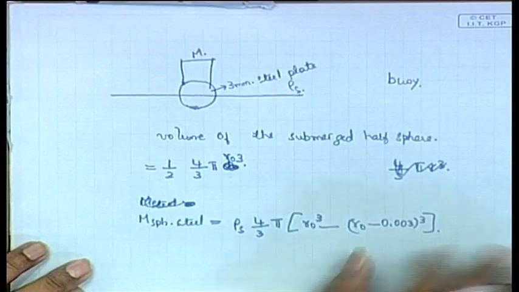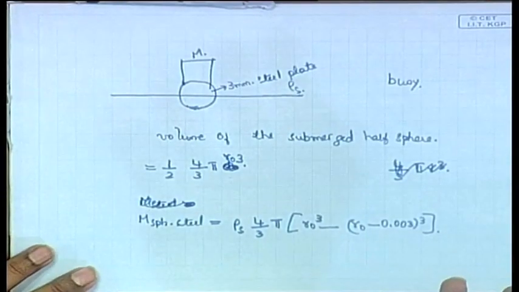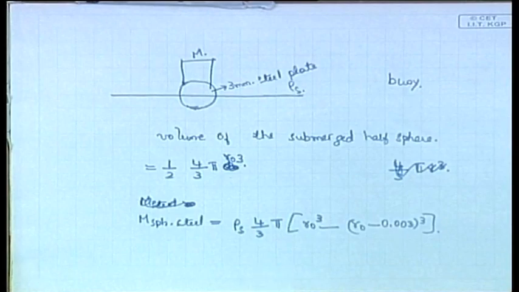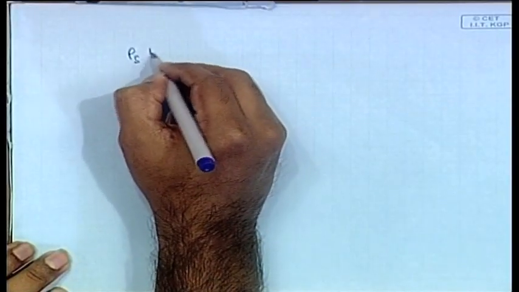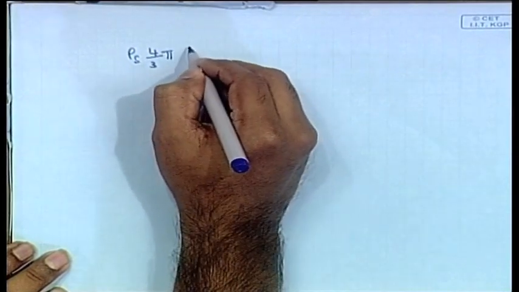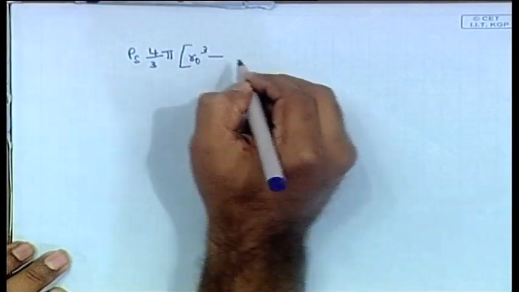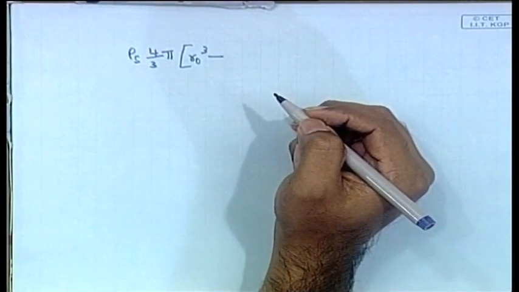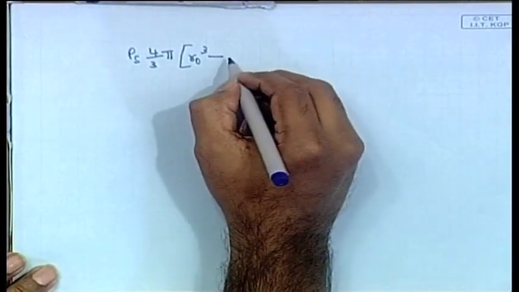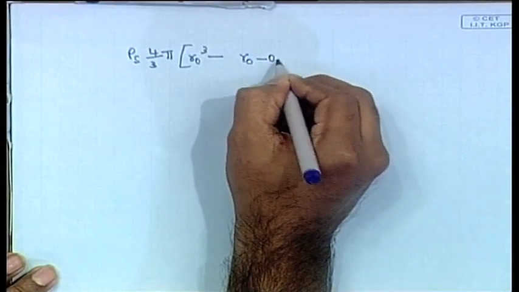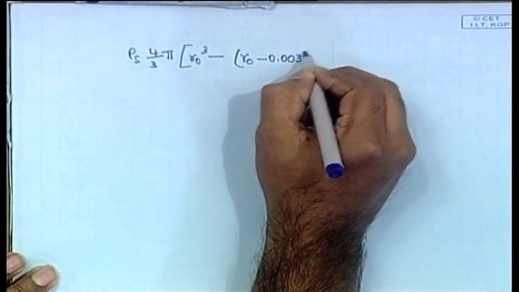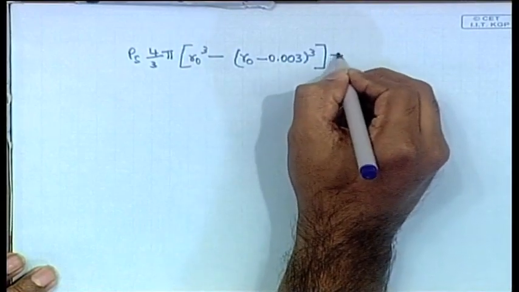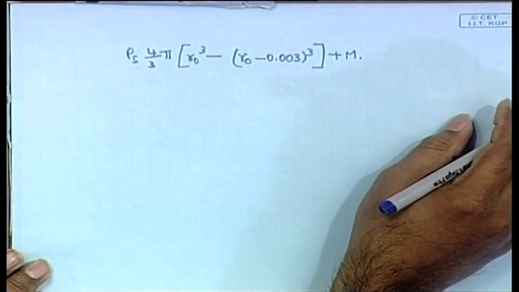So, the total mass that the spherical buoy is carrying is this m, the mass of that instrument, plus the mass of the spherical steel. So, you will have rho s into 4 by 3 pi, r0 cube minus r0 minus 0.003 the whole cube, plus m. In the book it is actually r0 only, so I have to change this from d0. This gives the total mass that the system is carrying.